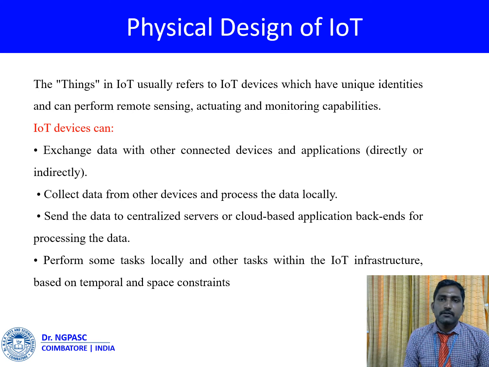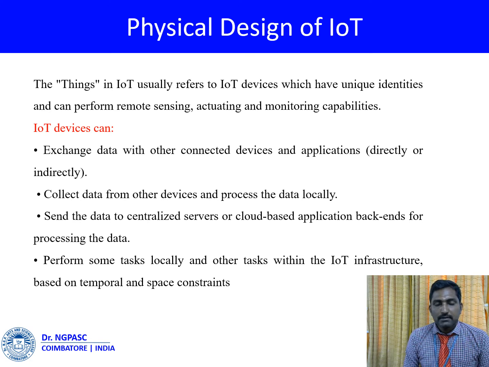So what is the physical design of IoT? Here the things in IoT usually refer to IoT devices which have unique identities and can perform remote sensing, actuating and monitoring capabilities. An IoT device can do the following process. The first one is exchanging data with other connected devices and applications, either directly or indirectly, right? Either you can directly transmit the data, or you can use indirect communication protocols.